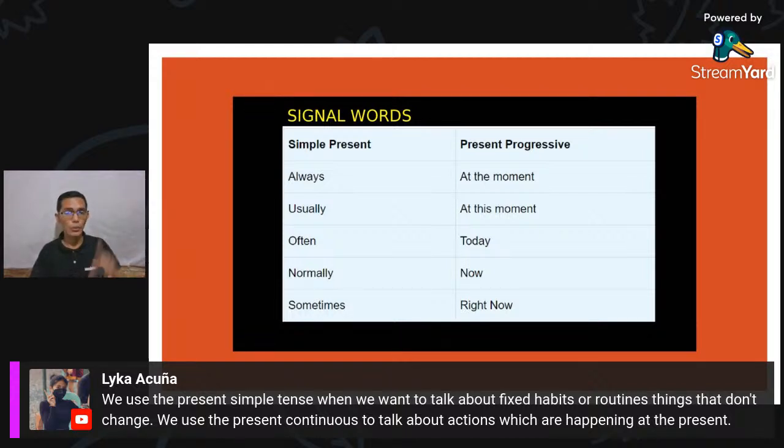So always, usually, often, normally, sometimes, every Tuesday, every Friday, every month, something like that. Recurring actions. When we talk about the present progressive, these are our signal words: at the moment, at this moment, today, now, right now. So it's easy, right? When it's right now or at this moment, that is present progressive or present continuous. I hope you are still there. Next one.